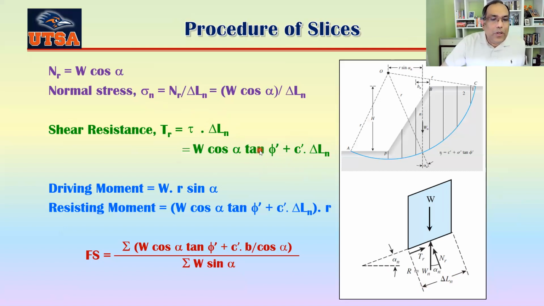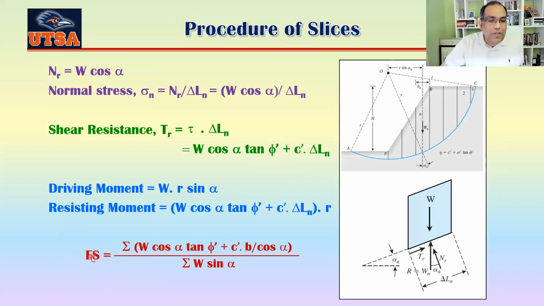So what would be your resisting moment then? That would be this force multiplied by your R, okay? So this one is trying to rotate this way, and the force along that line is trying to resist that movement. So that would be the shear force along that line multiplied by the distance from here to here, which is actually R. So that's your resisting moment.